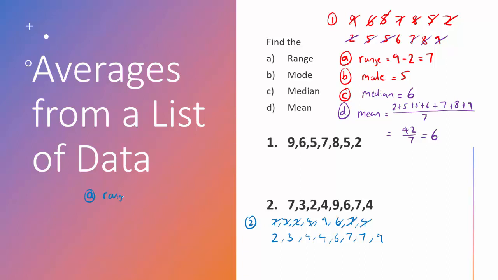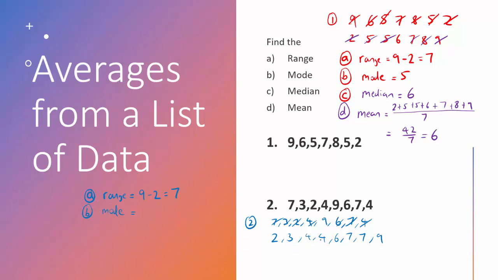So the range is the highest value, take away the lowest value. The highest value in this list of numbers is 9 and the lowest is 2. So we get 9, take away 2. The range is 7. B, find the mode. So the mode is the most common value.